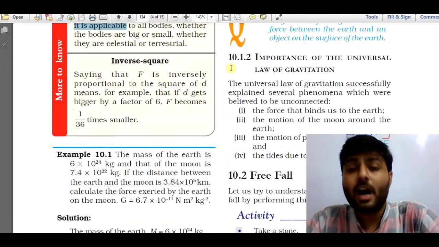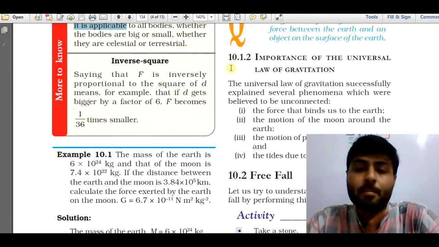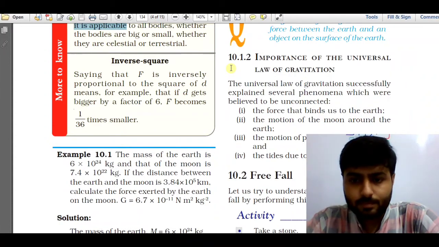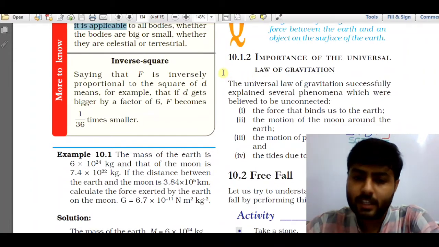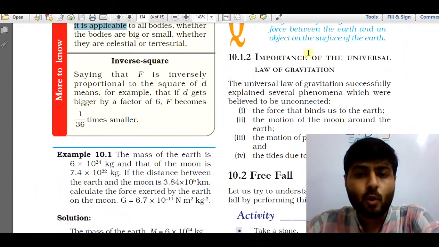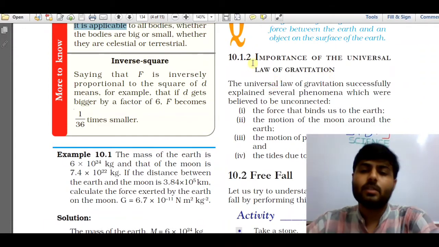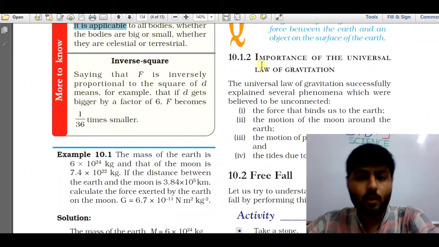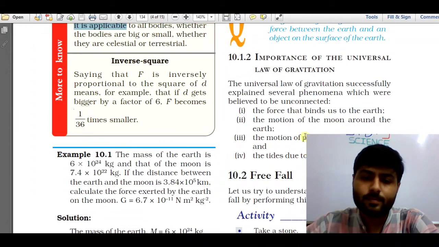So now we have our topic 10.1.2, that is the importance of the universal law of gravitation. Let's see what is the importance of the universal law of gravitation. This is our short answer type question, which can be asked for 2 marks. That is, what is the importance of the universal law of gravitation? Then we have to write these 4 points written here.